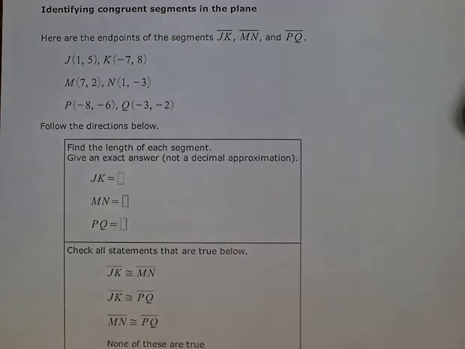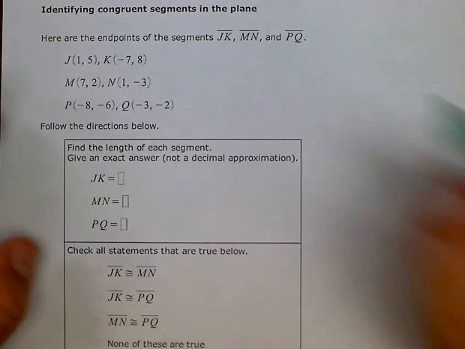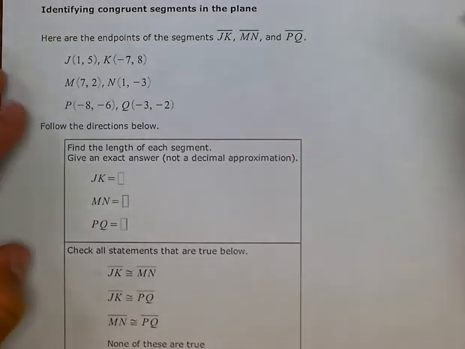Here we're being asked to identify congruent segments in a plane. So we first have to find the length of each segment. It gives us the endpoints of the segments, JK, MN, and PQ. And we need to find the length first and figure out if they're congruent or not. In order to find the length, we're going to use our distance formula.